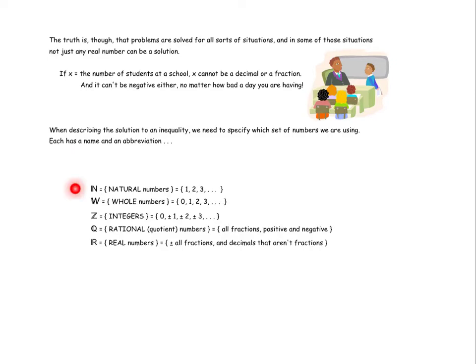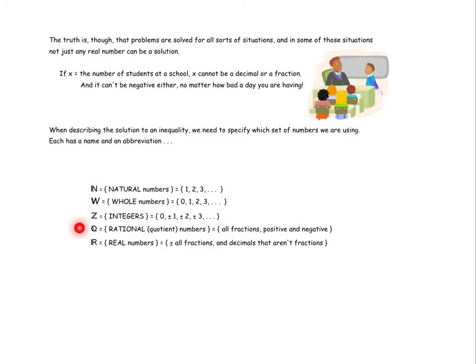Capital N stands for natural numbers, which are 1, 2, 3, 4, sometimes called the counting numbers, and they do not include 0 or negatives or fractions or decimals. The whole numbers are the same as the natural numbers as long as you add in 0. The integers are positive and negative.